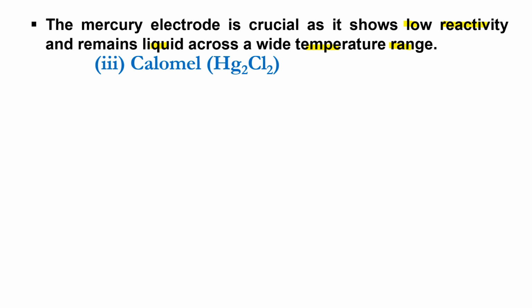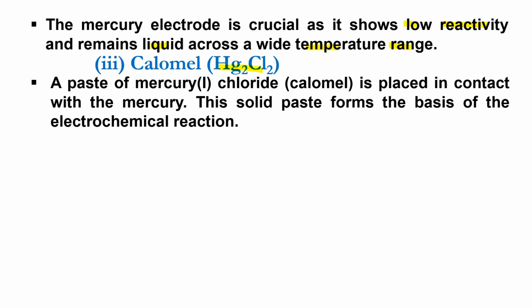Calomel or mercurous chloride. A paste of mercury(I) chloride, also known as calomel or mercurous chloride, is placed in contact with the mercury. This solid paste forms the basis of the electrochemical reaction.